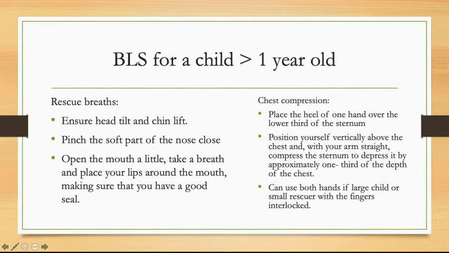Now I've moved on to the slide to talk about BLS for a child older than 1 year old. The difference is that for rescue breaths, you can do head tilt and chin lift, so you can make the neck a bit more extended than usual, and you can breathe into the mouth. Like adult BLS, you pinch the nose, make a good seal around the mouth and breathe into it. For chest compressions, you don't have to use fingers anymore, so you use the heel of one hand over the sternum.